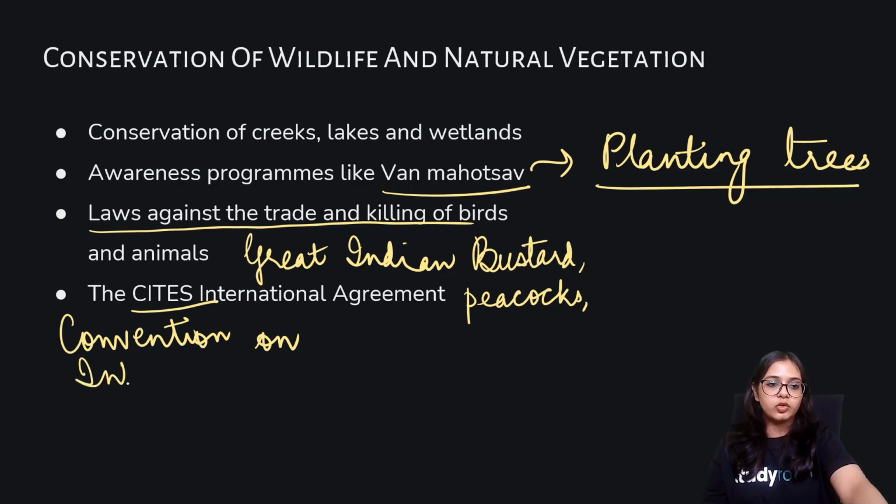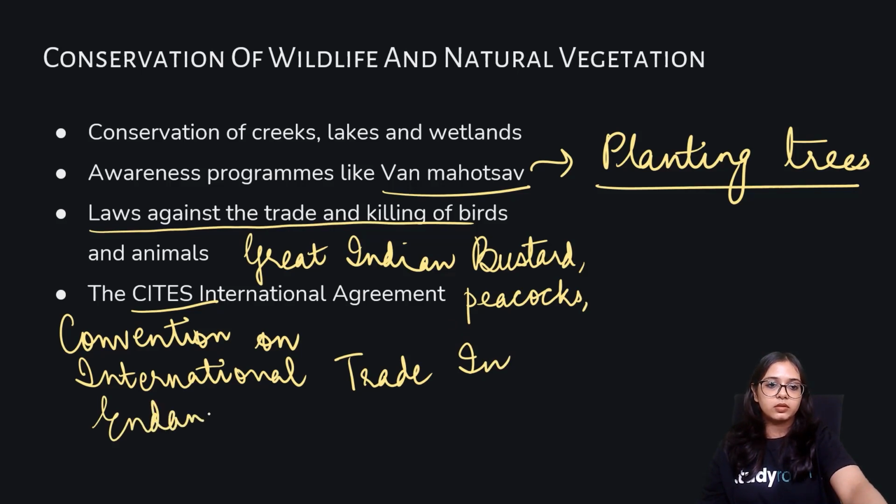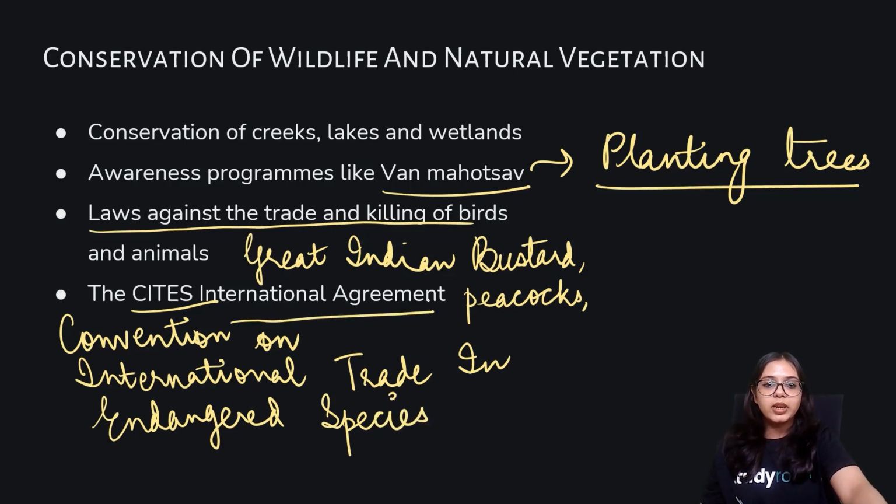Convention on International Trade in Endangered Species. Okay. So this is an international agreement. This agreement is made so that certain species of plants and certain species of animals, birds, etc., are prohibited to be hunted down, prohibited to be chopped down.